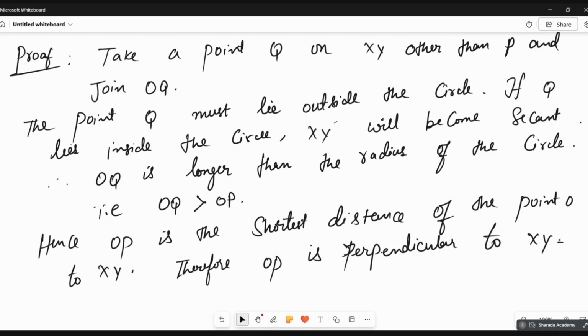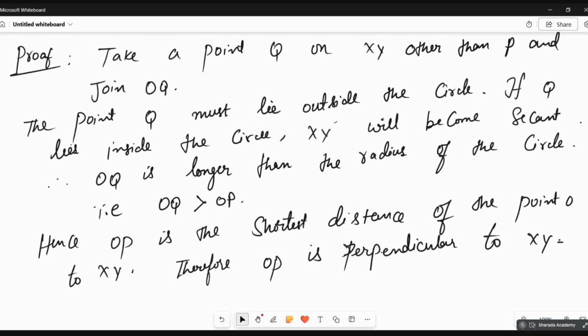So what is it telling? Let us consider another point Q, so that we check whether OQ can be shorter than OP. Since it is a tangent, it will touch the circle at only one point. So you can't have OQ and OP on the circle both. And if OQ is inside the circle, then what happens? It becomes a secant, correct?